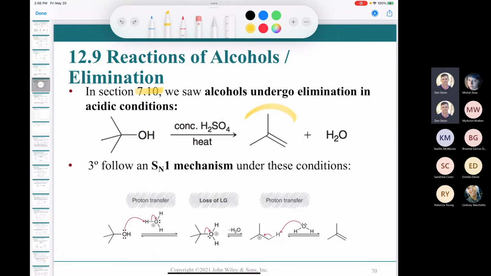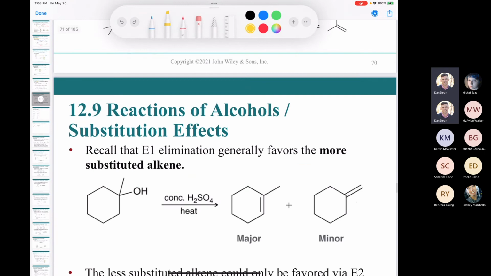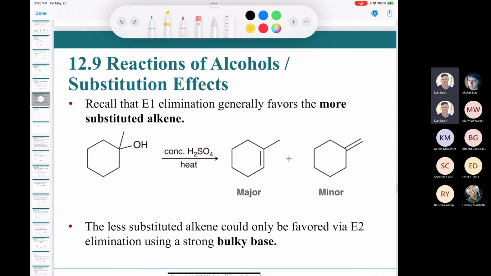However, when we do this reaction here, the only possible regioisomer you could get is this one. If you have a tertiary alcohol that can give you a mixture of regioisomers, the more substituted alkene is always going to be the major product. You can get the Hofmann product. So this is the Hofmann product here.